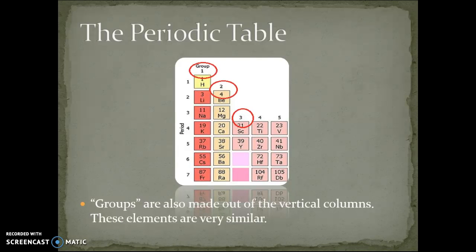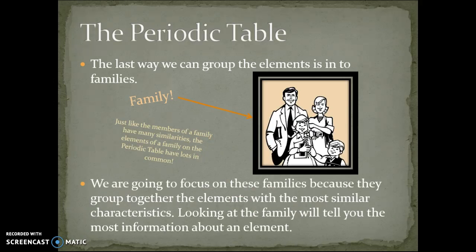A third way that we could divide up the periodic table is by groups. The groups of the periodic table are the columns that are in the periodic table. There are a lot of similarities between elements in each of the groups. The last way, and the way that we're really going to focus on, the last way to talk about the periodic table and to kind of divide it into sections is by family, and we'll be taking a look at that.